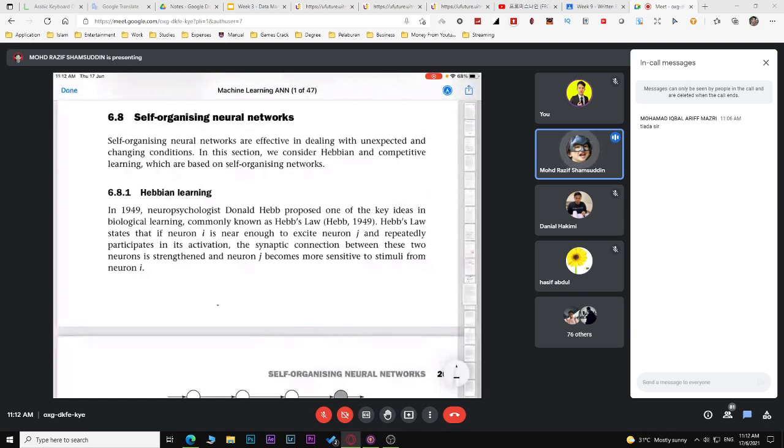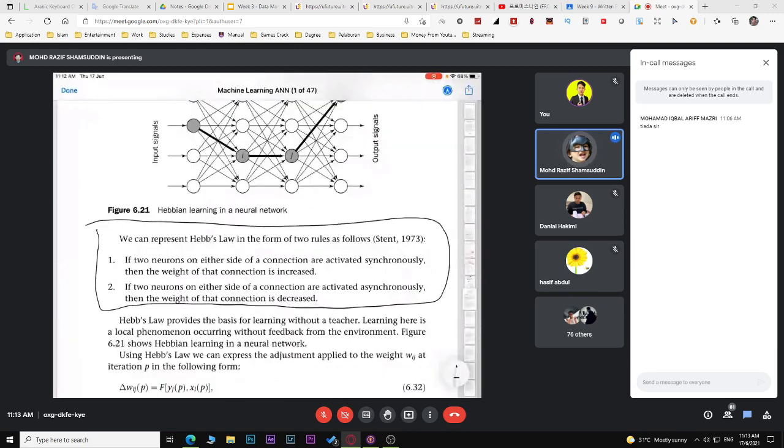Right, so kita terus pergi ke tengok Hebb's law. Ni Hebb's law, kena ingat. Okay, Hebb's law ni dia kata if two neurons on either side of a connection are activated synchronously, then the weight of that connection is increased. If two neurons on either side of a connection are activated asynchronously, then the weight of that connection is decreased.